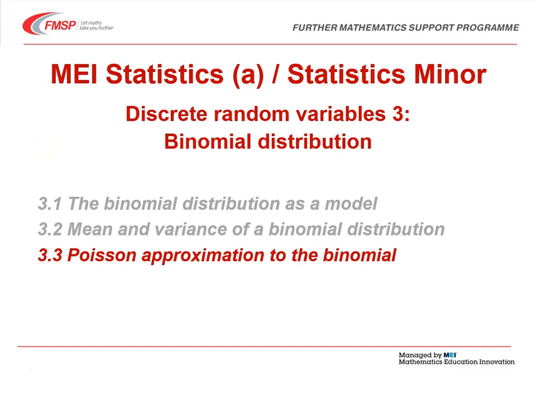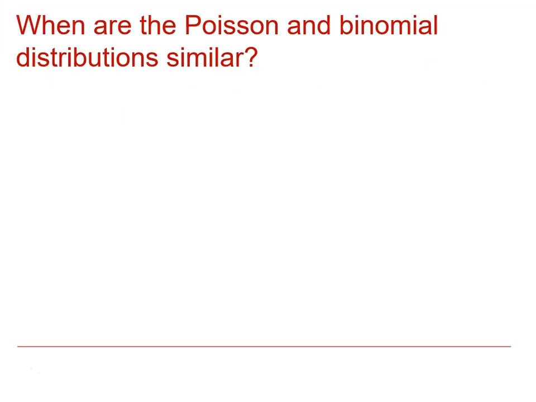MEI Statistics Minor, Discrete Random Variables 3, Binomial Distribution. This is the final video, Poisson approximation to the binomial. So, when are the Poisson and binomial distributions similar?